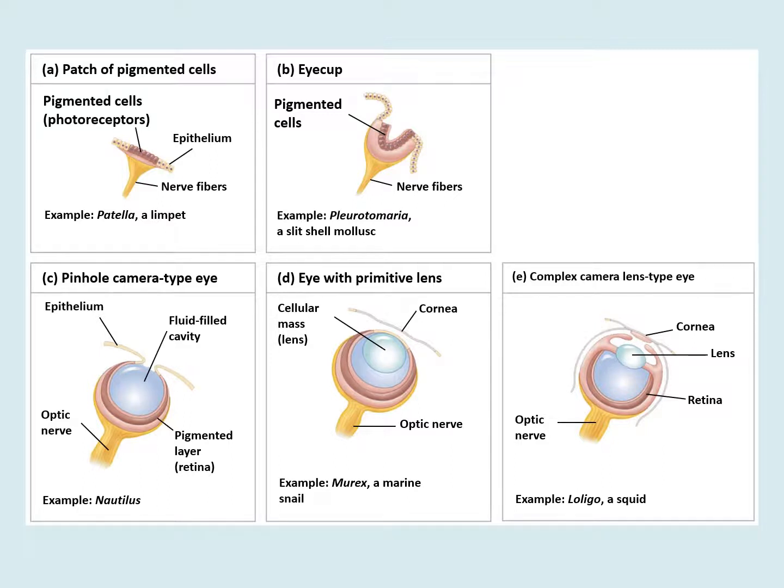acuity. The cup-shaped eye of the Pleurotomaria allows the organisms to concentrate the light as well as sense the direction it's coming from. The eyes of the Nautilus and Murex continue with this idea of forming a cup but have added a fluid-filled cavity. And in the case of the Murex and Loligo, a lens, all components which increase the complexity and the functionality of the eye.